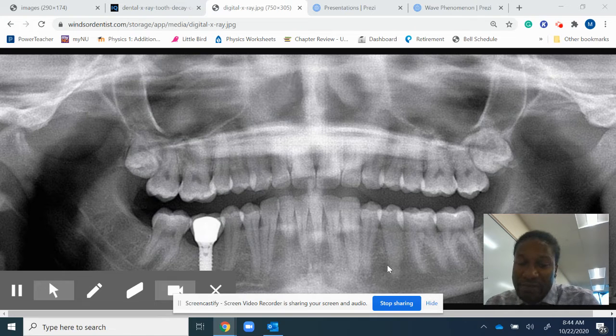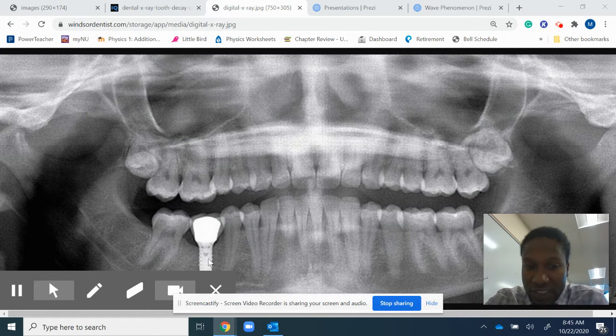When you get an x-ray, perhaps your x-ray will look like this. And we'll talk about this person's x-ray. Now keep in mind, x-rays have a very small wavelength, so they should be able to fit between the molecules that make up your teeth. They should be able to fit through them. So let's talk about some other stuff.